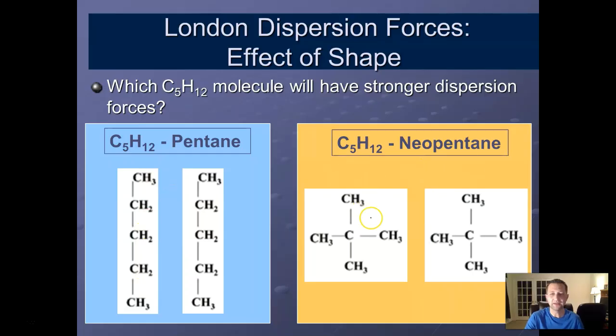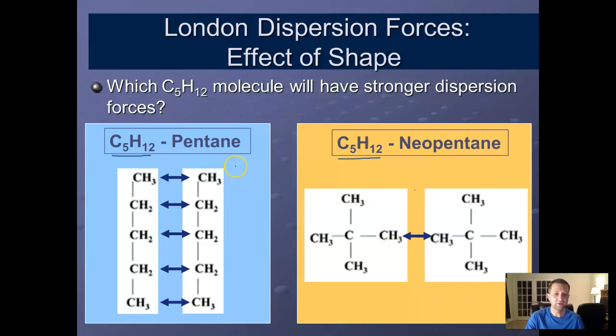And here's neopentane, just a branched version of it. You can see they're both going to have the same formula, so they both have the same mass. So what's our tiebreaker if mass is the same or similar? It's surface area. If you look at pentane, straight chain, 1, 2, 3, 4, 5 locations for dipoles to interact. Neopentane, you only have 1.